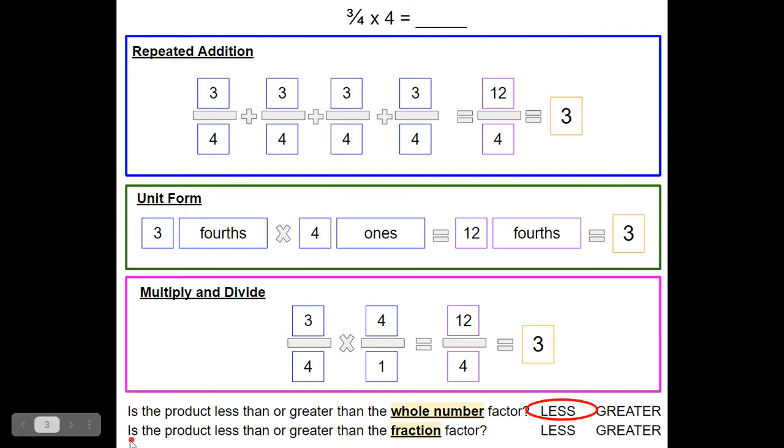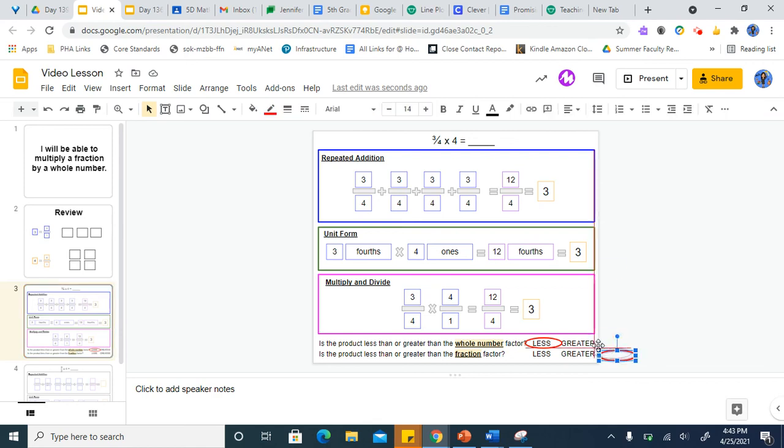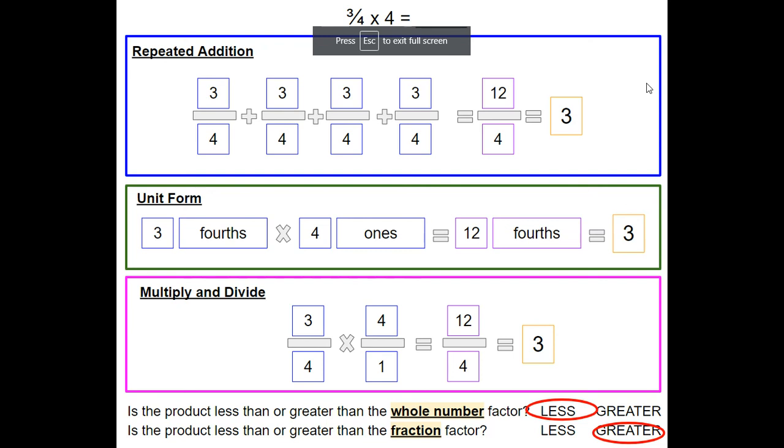Let's answer the next question. Is the product less than or greater than the fraction factor? So the fraction was 3/4. Our answer is 3. So 3 is greater than 3/4. So we can go ahead and circle greater than. So when we multiply a fraction that is less than 1 times a whole number, our answer is going to be less than the whole number we started with, but greater than the fraction we started with.